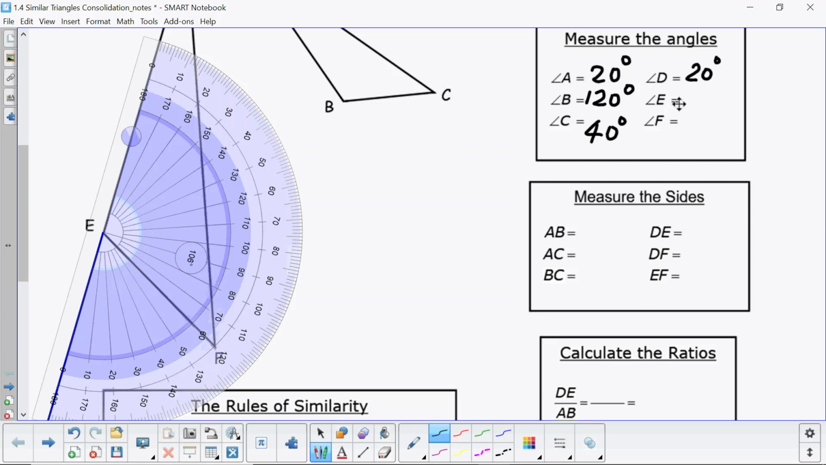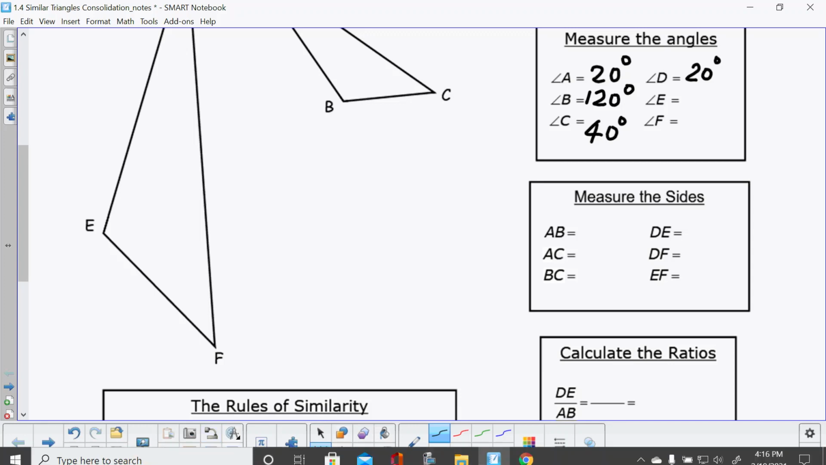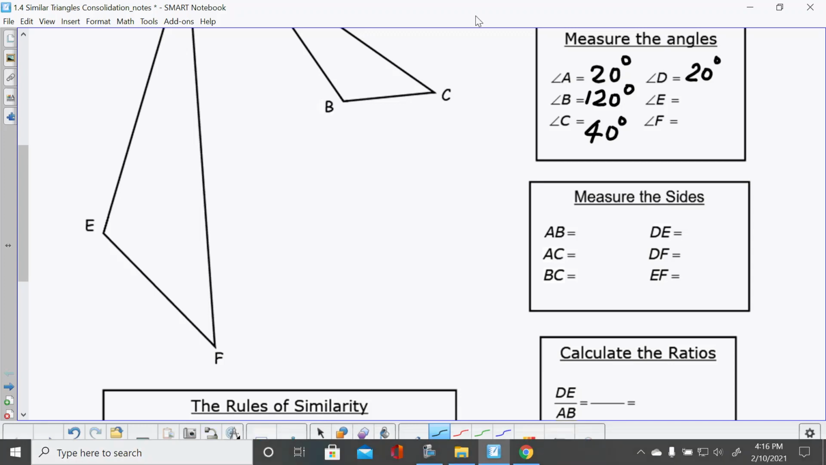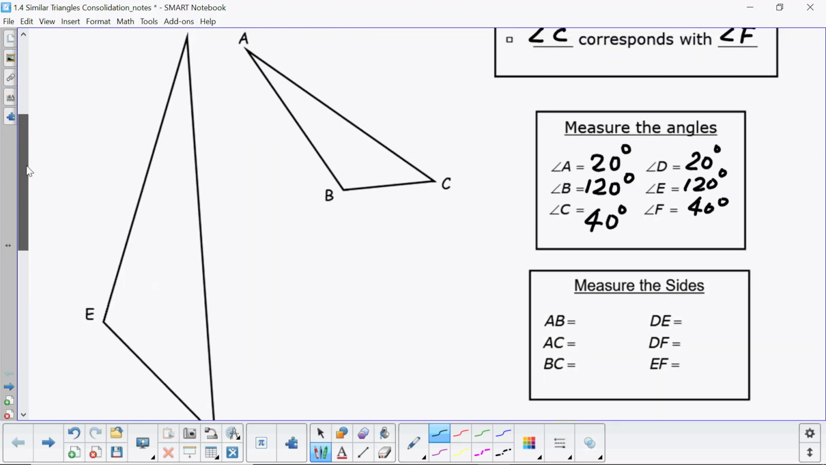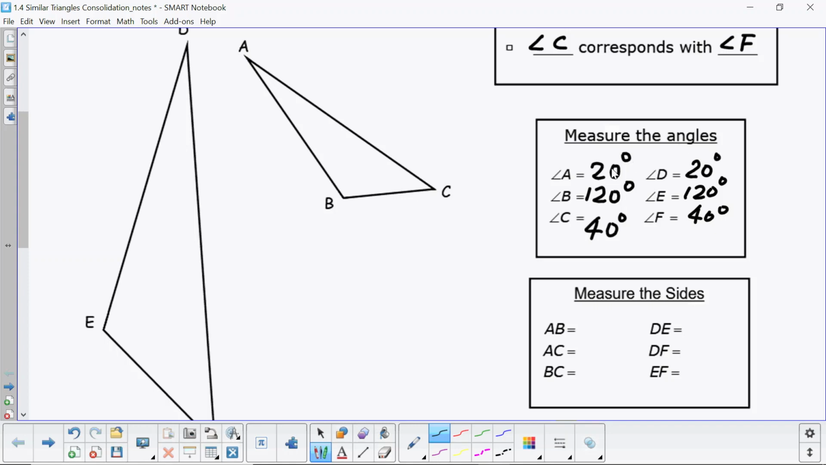Now we are going to write it down. And I will remove this one. Okay. So 120 degrees, and the next one is 40 degrees. So now you have found one pattern for similar triangles. The corresponding angles are equal.